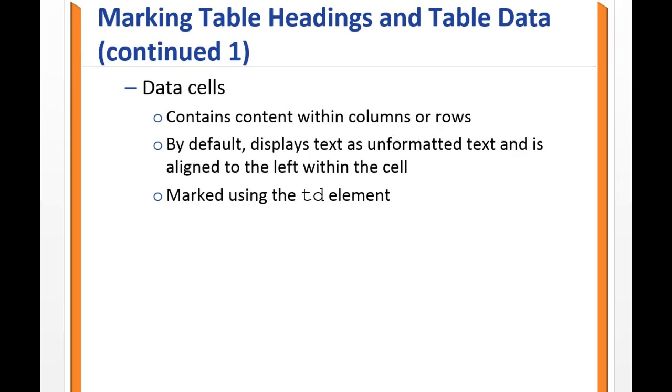And then you have the data cells. Data cells contain the content within the columns or rows, and by default they are displayed as unformatted text that is aligned to the left within the cell. You can mark that using the TD element rather than the TH. TH you use for the header cell.